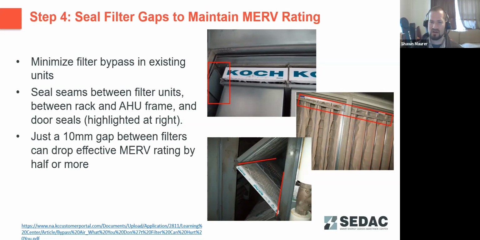The middle picture there is just a filter gasket on a filter bank. The gasket's fallen out of place. That leaves a gap for air to move around those filters. And the bottom image is just showing some angle plates that are holding the filters in a rack. The seam between those plates need to be sealed with caulking or some other air barrier material to prevent air from moving between those filters where it's not being filtered and cleaned.